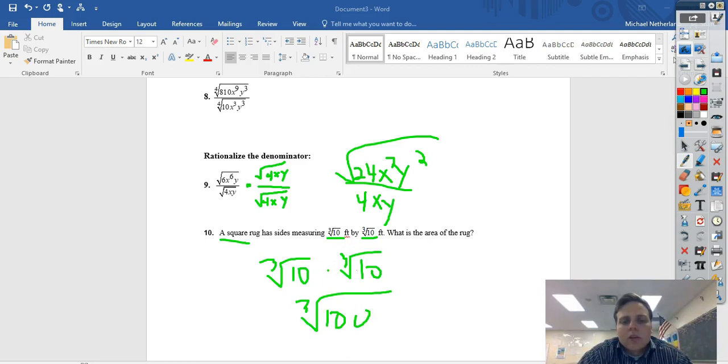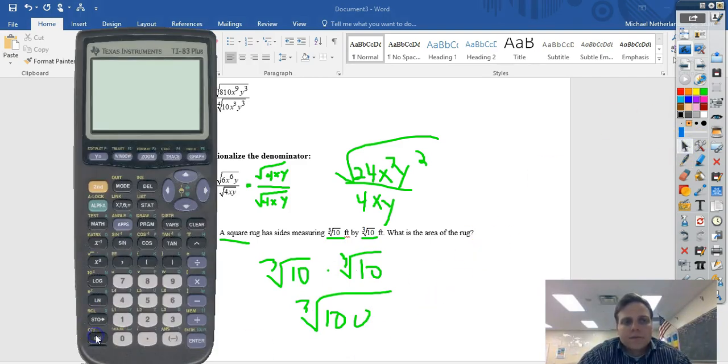Can I take the cube root of 100? Well, if you don't know for sure, check. My calculator is really struggling. Okay, there we go. So 100 raised to the 1/3, which is 4.64. So no.